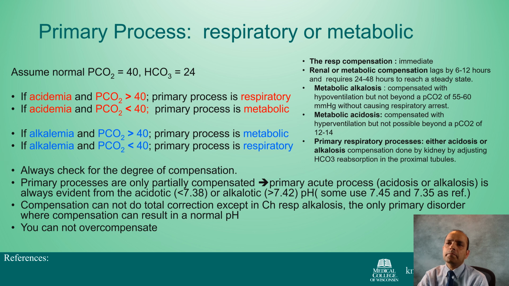So remember that. And then primary processes are never completely compensated. They're only partially compensated. Since they're only partially compensated, you always have some clue to the diagnosis of the primary process when you look at the pH. And then compensation cannot do total correction. Remember that. Except in the case of chronic respiratory alkalosis, that's the only primary disorder where compensation can actually result in the normal pH. Remember, general rule of thumb, you cannot overcompensate.